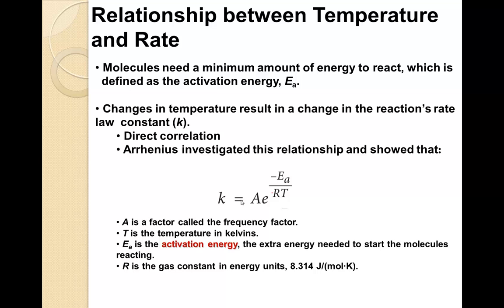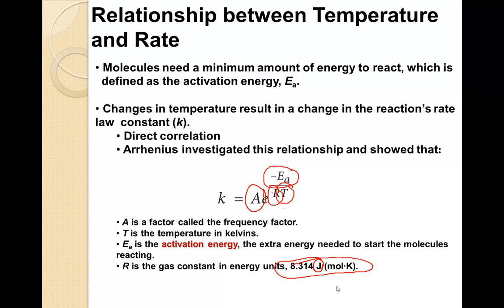A is a factor called the frequency factor. T is temperature in kelvins. Ea is the activation energy. R is a gas constant with energy units. They specifically used this R constant rather than one that has atmospheres or something like that because it has joules in there.